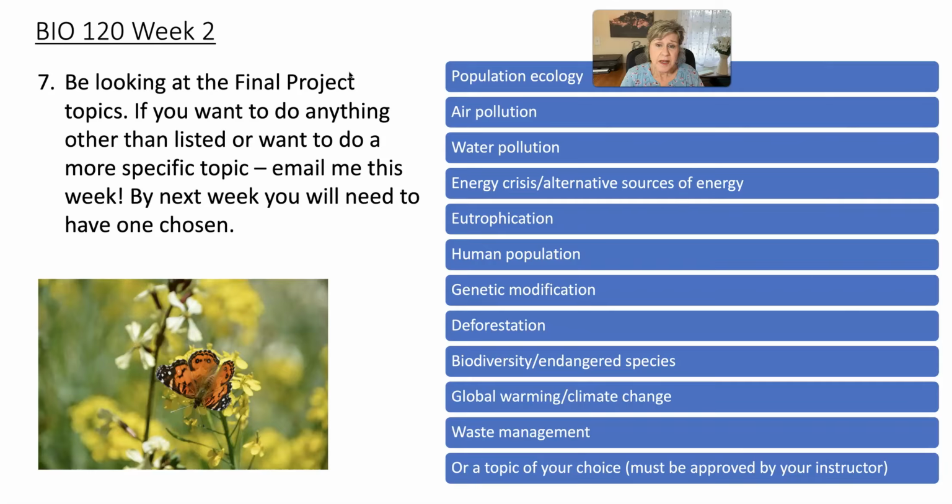Eutrophication, so this is the aging out of a body of water. This usually happens when there are algal blooms. You probably heard of those, or red tides. So you might want to examine that, especially if you live in a place like Florida, where you have them every single year. The human population.